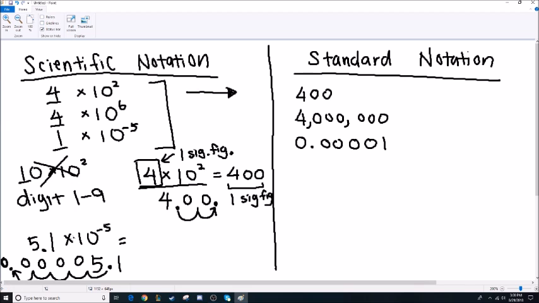So my answer, right now it's in scientific notation form, my answer in standard notation is 0.0000051. Okay, so notice how I just moved the decimal over 5 places. 1, 2, 3, 4, 5. And that means these two are equal.